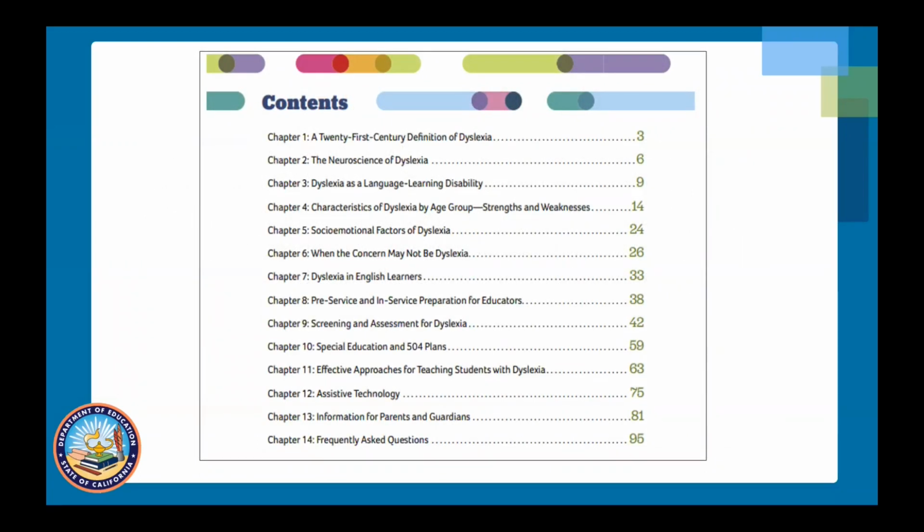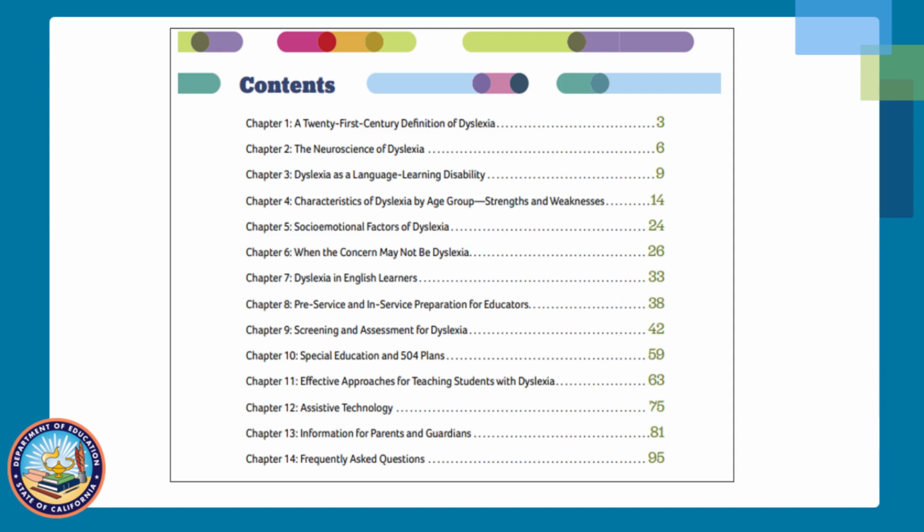Here you can see the table of contents for the dyslexia guidelines. Some of the topics covered by the guidelines include the definition of dyslexia and how it is addressed in the Education Code, what scientific research has revealed about the neurobiology of people with dyslexia, the characteristics of students with dyslexia, and effective instructional approaches for students with dyslexia. The image on the slide shows the following.